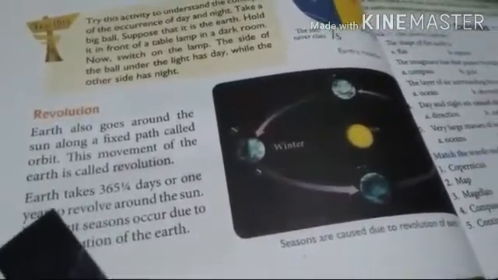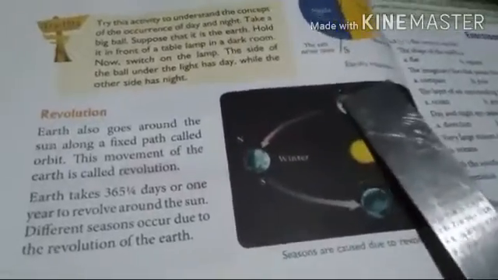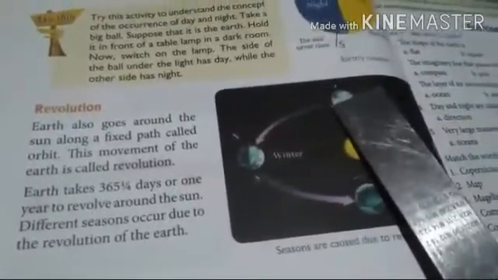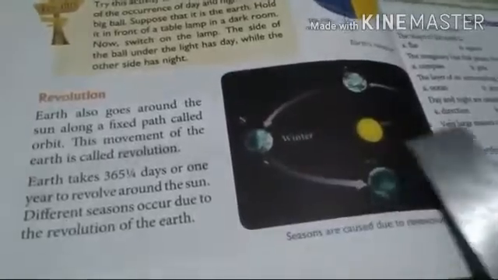This movement of the earth is called revolution, and the earth takes 365 and 1/4 days or 1 year to revolve around the sun. So this earth will take time to reach here, 365 and 1/4 days. That means 1 year to revolve around the sun.